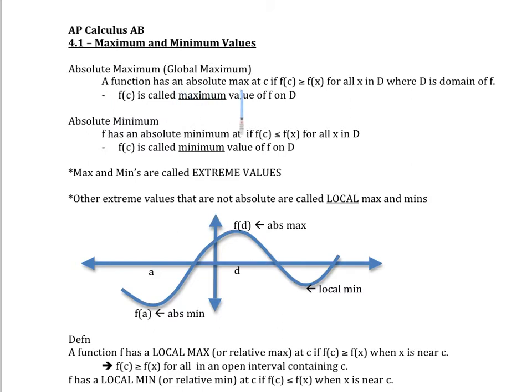A function has an absolute max at c if f of c is greater than or equal to f of x for all x in D, where D is the domain of f. f of c is called the maximum value of f on D. So let me explain to you how this differs from a regular maximum, or a relative, or a local. That's what we really call them, and I'll get into that in a second.